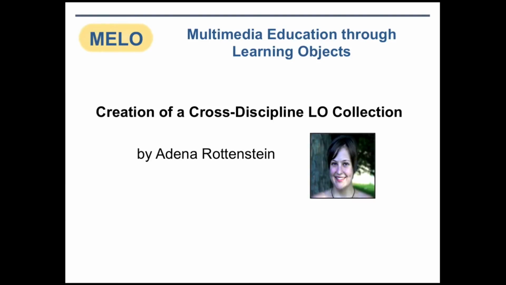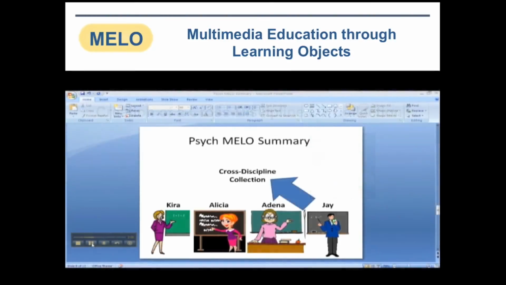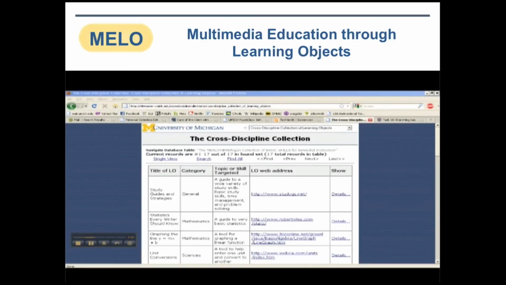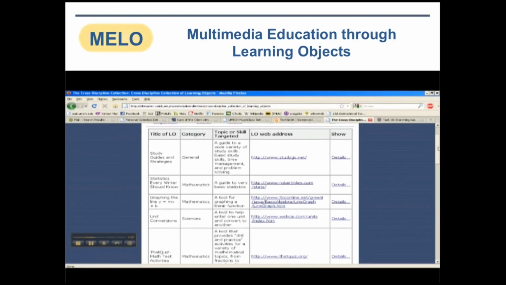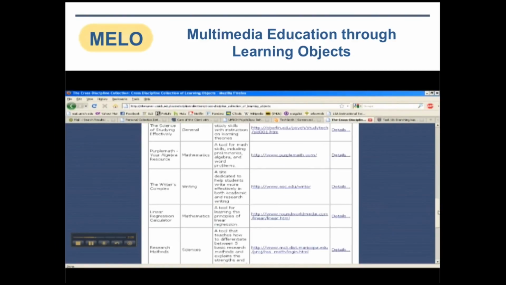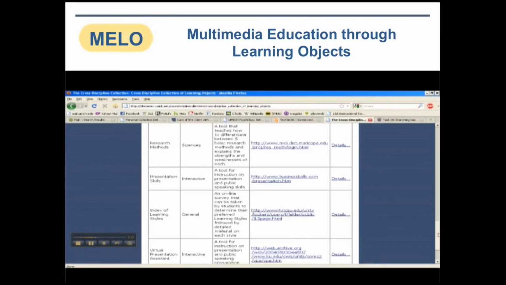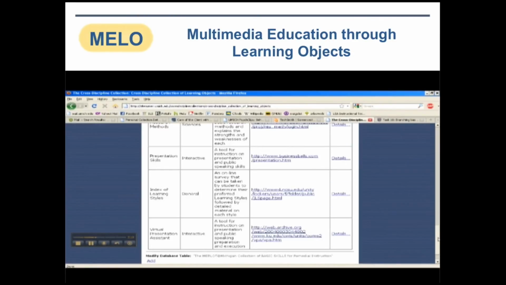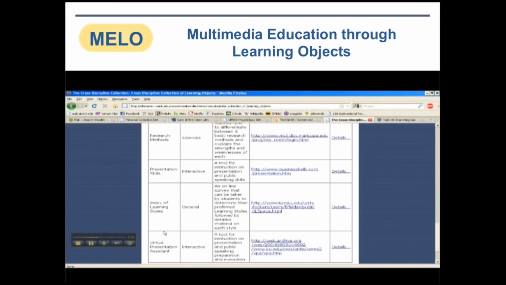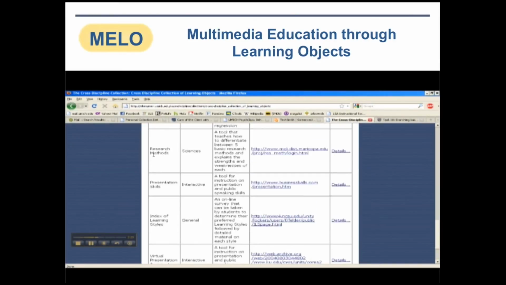So let us listen to the comments of Adina regarding creation of a cross-discipline learning object collection. The cross-discipline collection is a 17-item collection that essentially aims to level the playing field for incoming students by teaching them rudimentary skills that are applicable across all disciplines. For example, presentation skills or learning how to conduct a basic research paper.